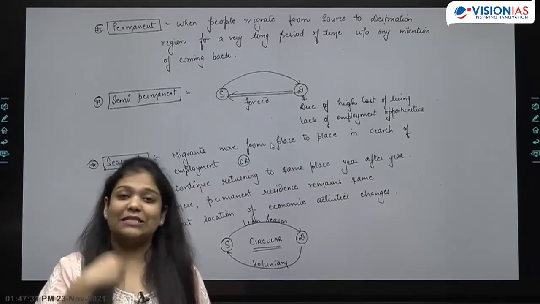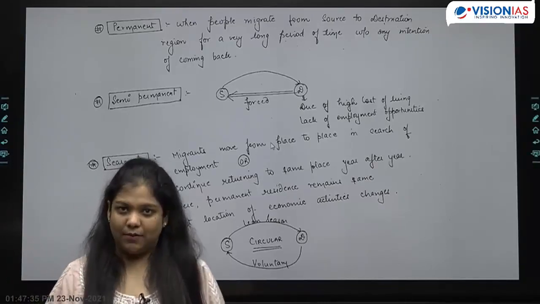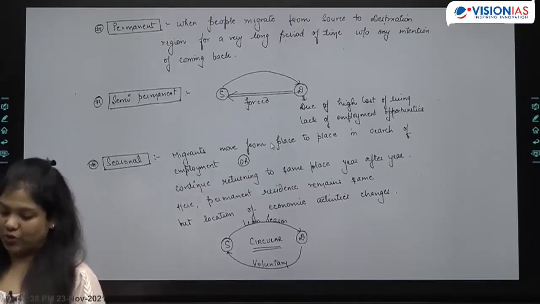So this is known as temporary. It can also be known as cyclical. It can also be known as seasonal migration. Is that very clear? Or circular?